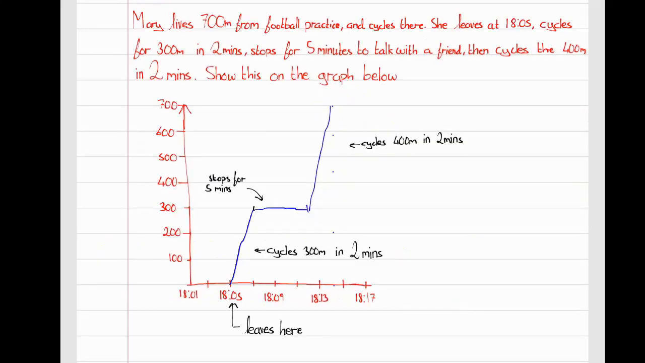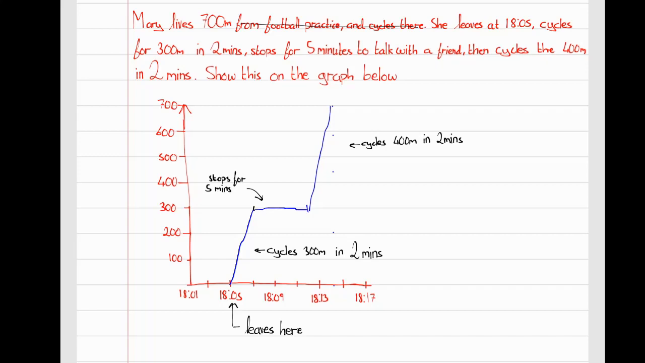One last question. Mary lives 700 meters from football practice and cycles there. She leaves at 18:05, cycles for 300 meters in 2 minutes, stops for 5 minutes to talk, and then cycles the further 400 in 2 minutes. We want to draw this on a graph.